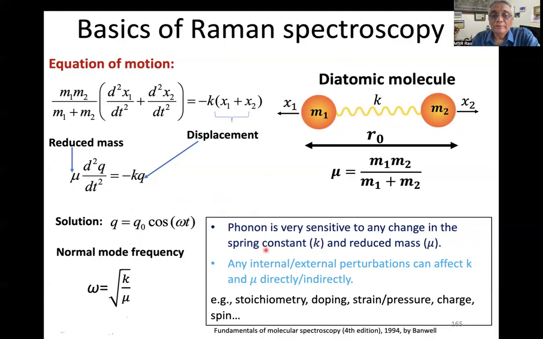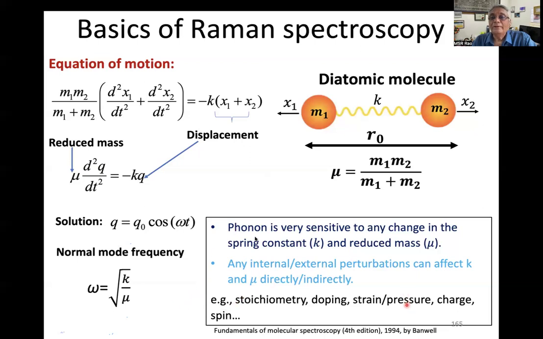Now, the phonon is very sensitive to any change in the spring constant, obviously. So these two atoms are vibrating from their mean positions. You can imagine as though the spring attaching the two atoms, its spring constant changes, and so the phonon that is evolved in that process is very sensitive to any change in the spring constant and the reduced mass. And then any internal and external perturbations can affect k and mu directly or indirectly.